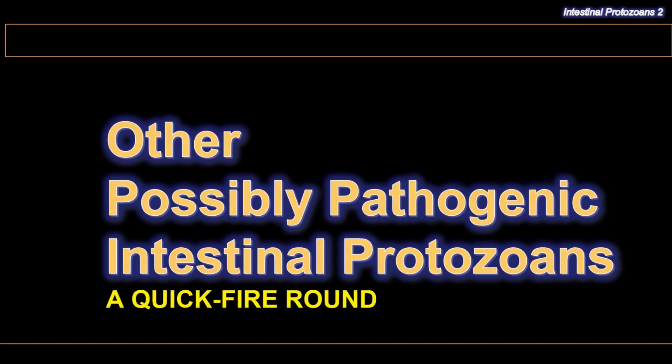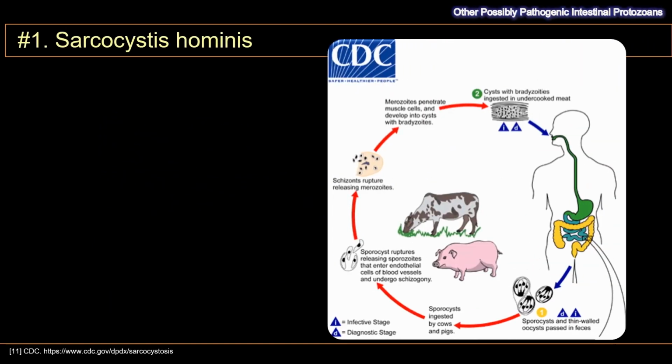Before we proceed to the intestinal commensal protozoans, let's do a quick fire round about 3 other possibly pathogenic intestinal protozoans. Sarcocystis was previously thought of as a fungus, but is now considered an intestinal protozoan which closely resembles Toxoplasma rather than the other intestinal protozoans. Humans are the definitive hosts, but other species infect other animals as well. Definitive hosts get infected by ingesting infected meat from intermediate hosts such as cows and pigs.